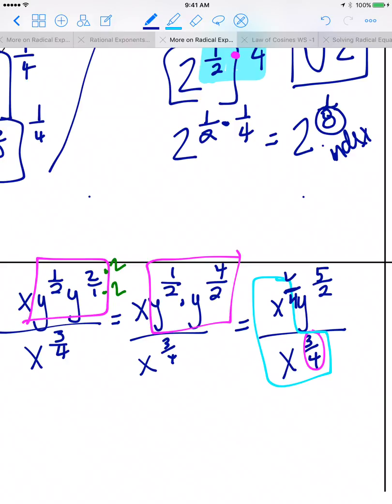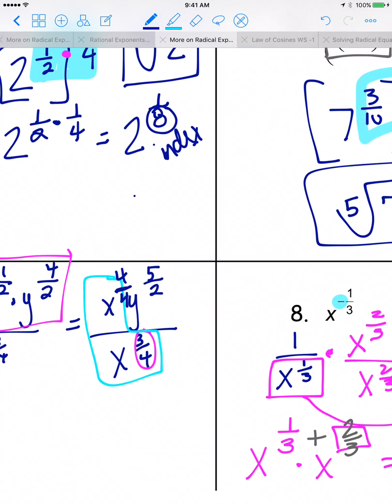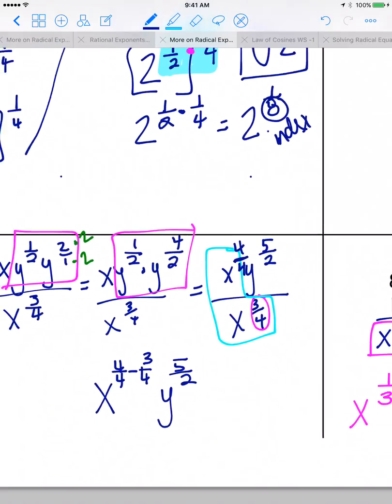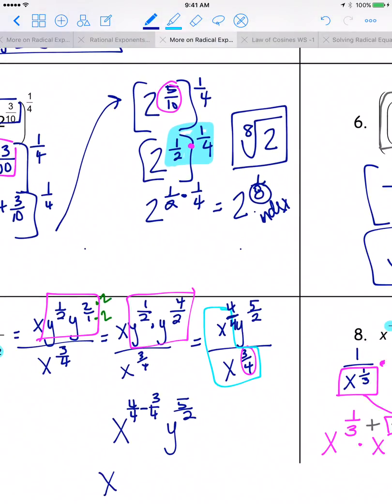So this, as a whole, for it to be 1, could be 4/4. And then the denominator would be x to the 3/4. So now we can just subtract these. So we have x to the 4/4 minus 3/4. And don't forget your y to the 5 halves. So what's 4/4 minus 3/4? We would get x to the first and y to the 5 halves.